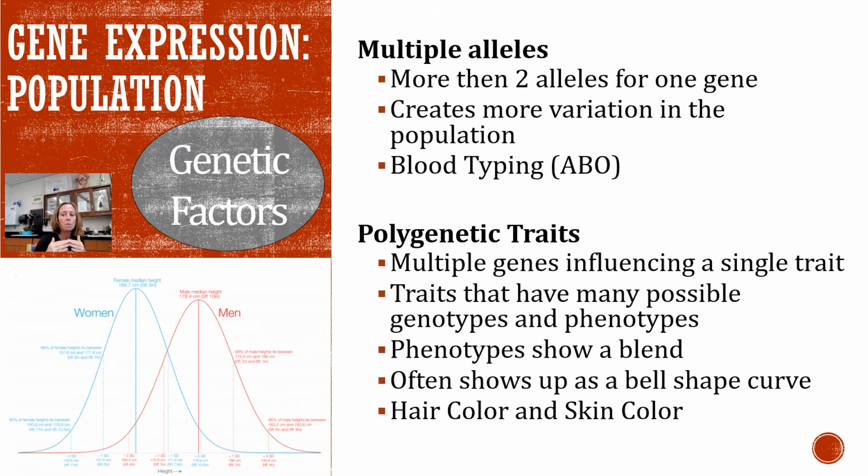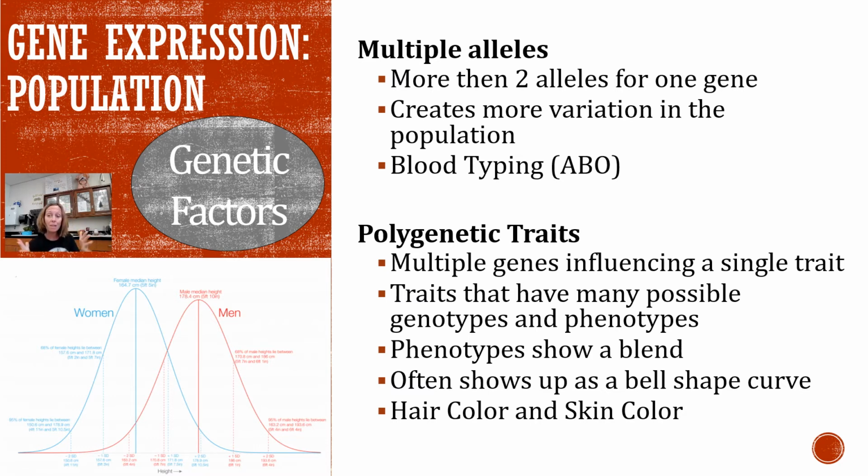So the phenotypes show more of a blend. There's not like a distinct you have it or you don't, right? Like tongue rolling, you can either do it or you can't. It's a gene, right? So if you don't have it, you can't do it, and if you have the gene to do it, you can do it. Hair color, like skin color, stuff like that doesn't work like that, right?